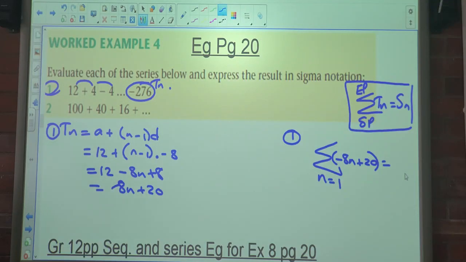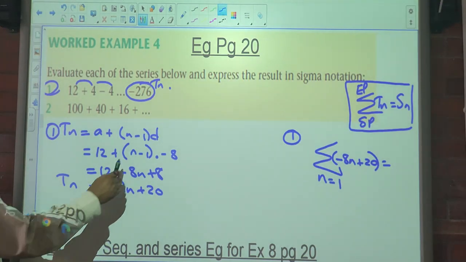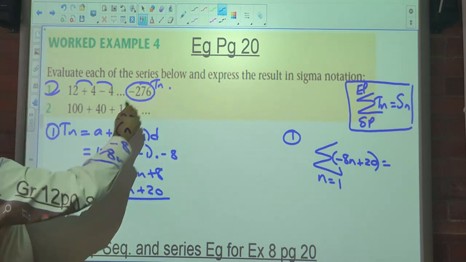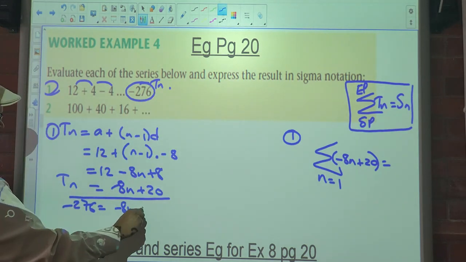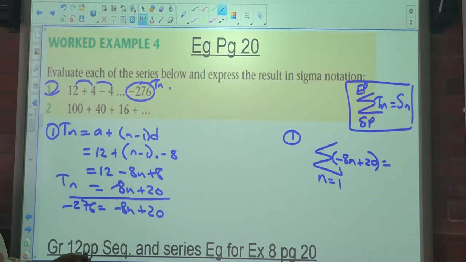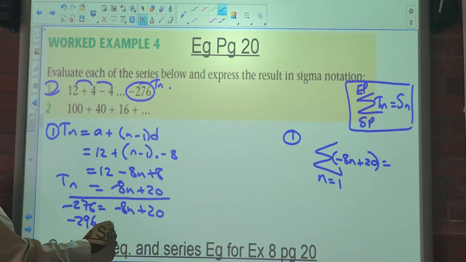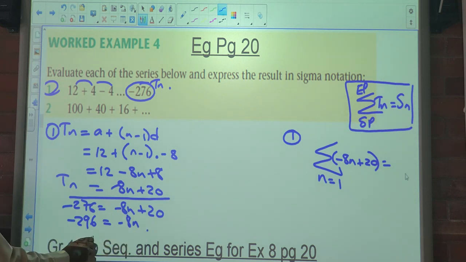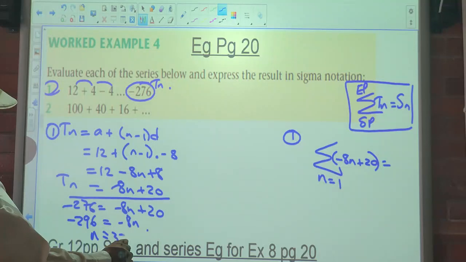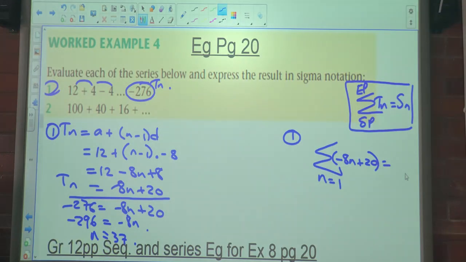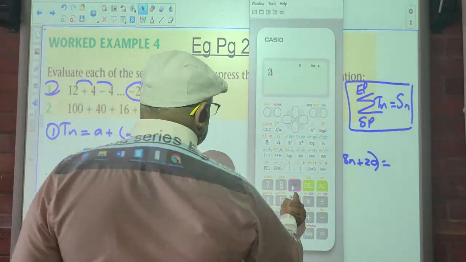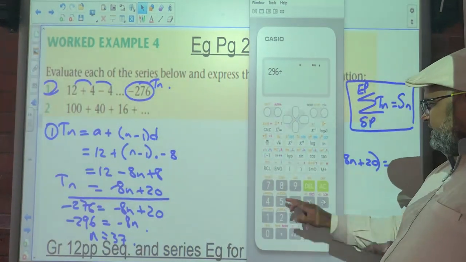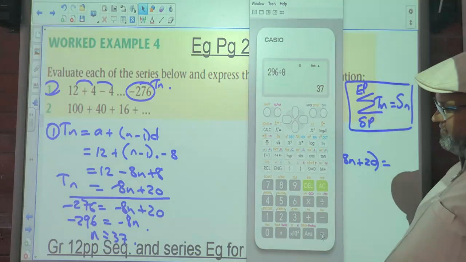So what do I say? The general term equals the last term: negative 276 is equal to negative 8n plus 20. So negative 296 is equal to negative 8n. So n is 296 divided by 8, which is 37. Nice.